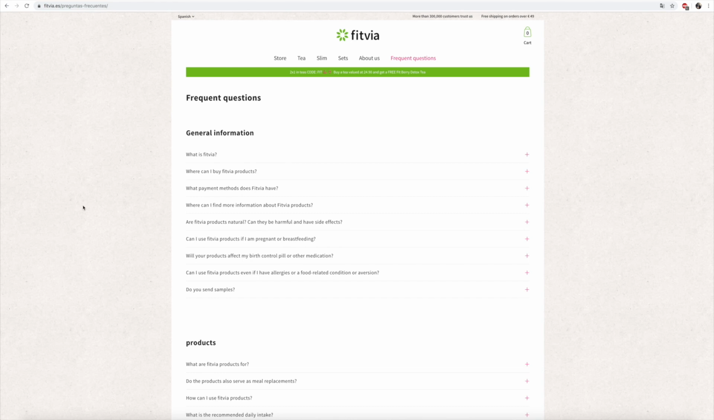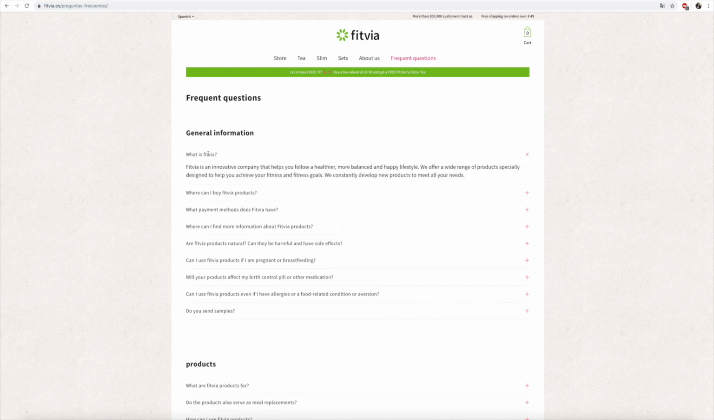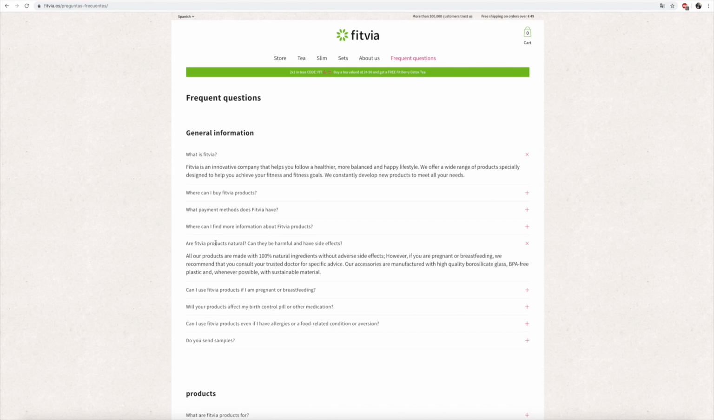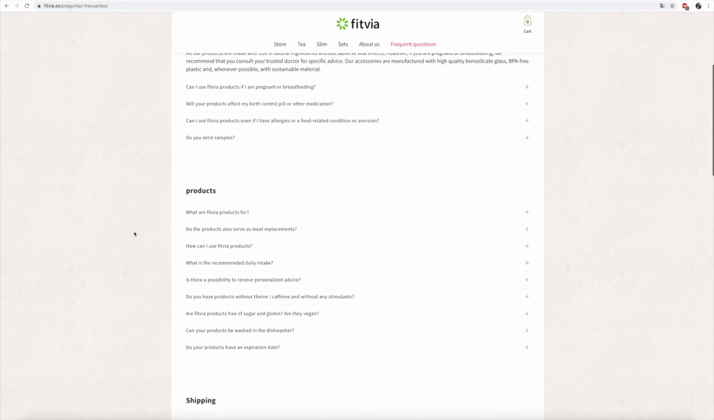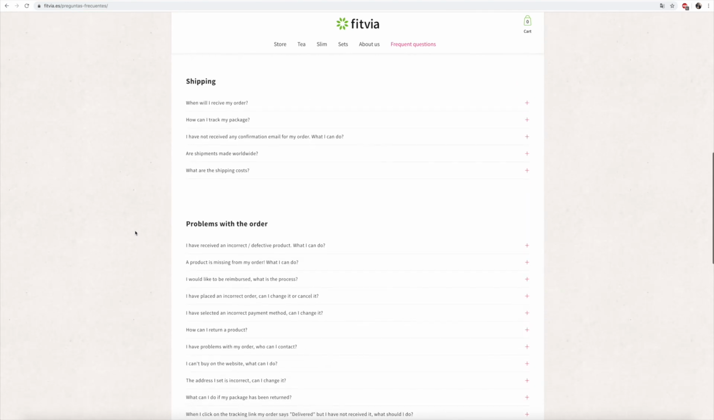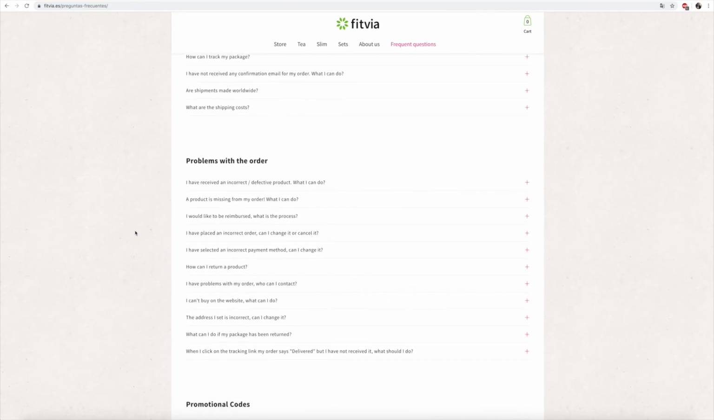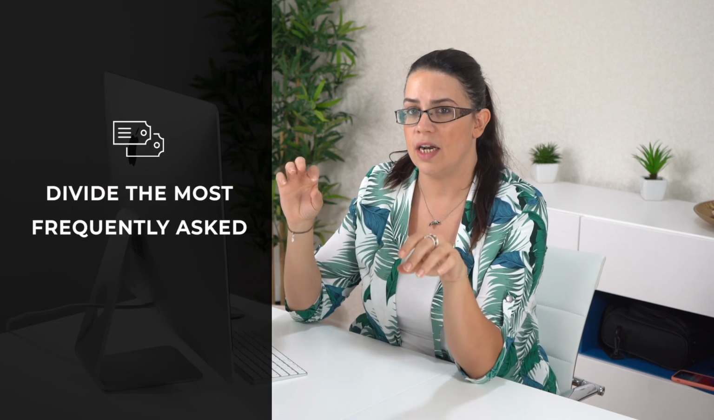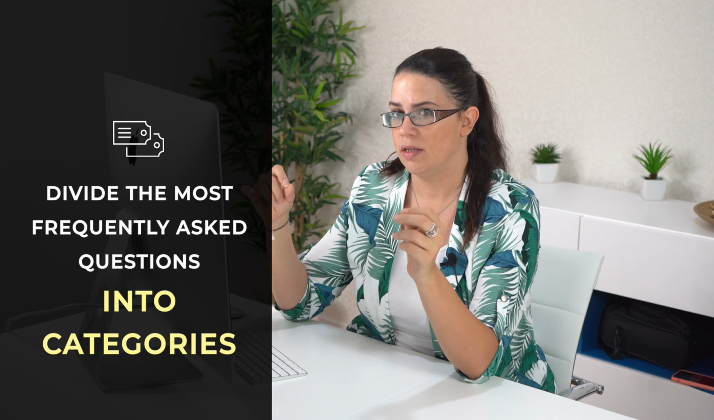Let's see a similar example on the Fitvia web page. Here I can also find only the listed questions, and when I click on them I can read the answers. An interesting thing that you can see on this page is that the frequent questions are divided into categories: general information, products, shipping, problems with the order, etc. This takes me to the second piece of advice, which is to divide the most frequently asked questions into categories.